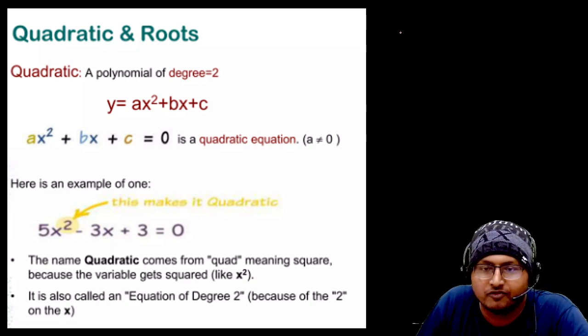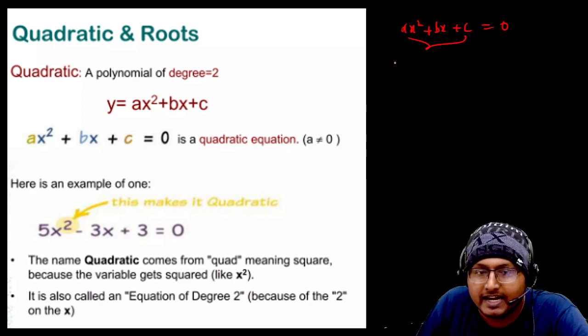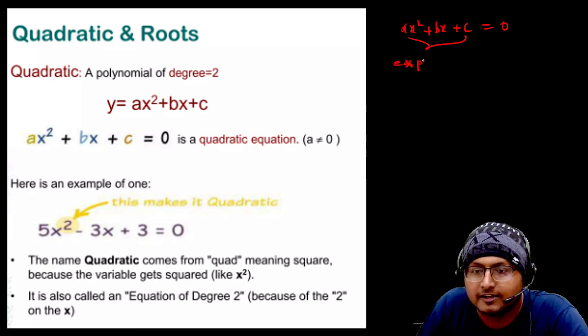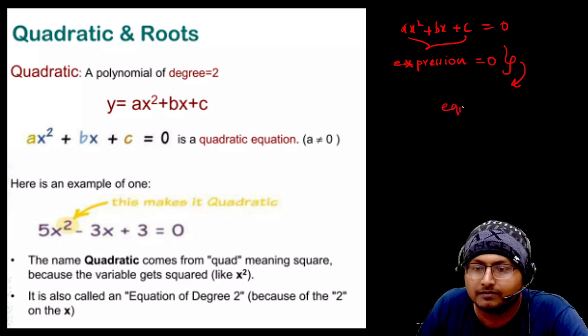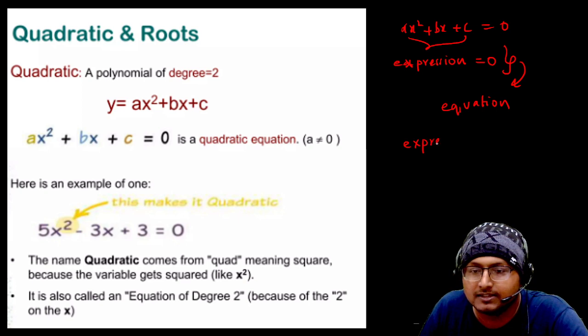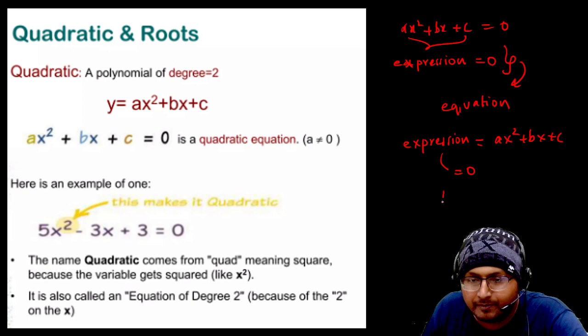See, we have a general formula ax square plus bx plus c equal to 0. When we are equating this, what is this called, ax square plus bx plus c? It is an expression. When an expression is equated to 0, this whole thing will become an equation. So what is an expression? An expression here is an expression with a variable, ax square plus bx plus c. Only if we equate this expression with 0 does it become an equation.